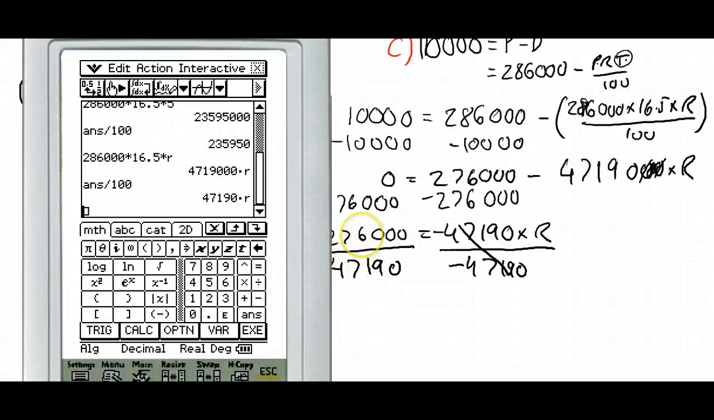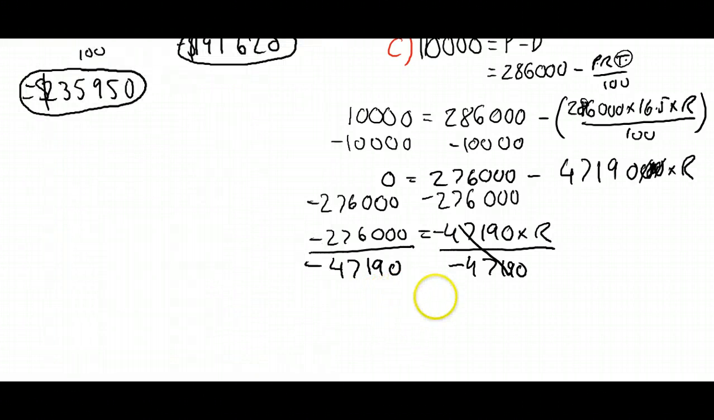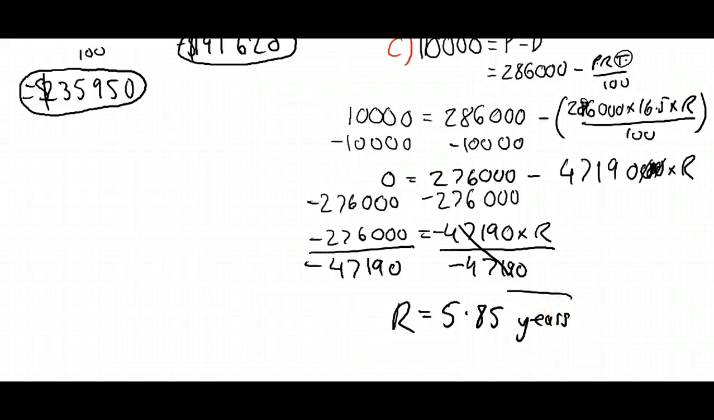And so we've got 276,000 divided by 47,190. Because there's a negative on the top and the bottom, I don't need to put them in, they're going to cancel each other out. We get 5.85. So R equals 5.85 years. That's how long it's going to take.